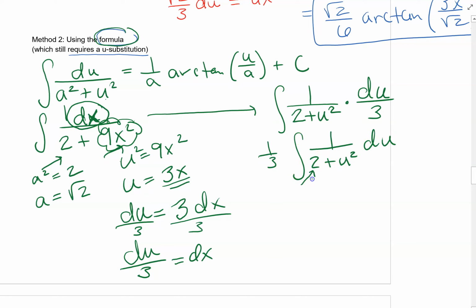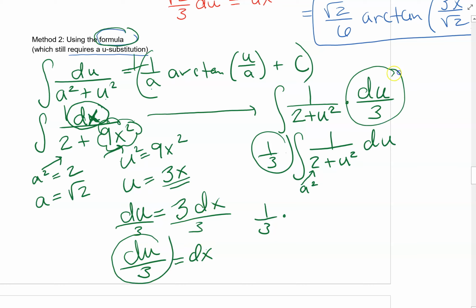So this is like my a squared plus u squared. So then I can do 1/3 times the formula. The formula says 1 over a. But see, this is not taking into account anything you might have to multiply outside the integral, right? I had a 1/3 outside the integral because of my dx equaling du over 3 right here.